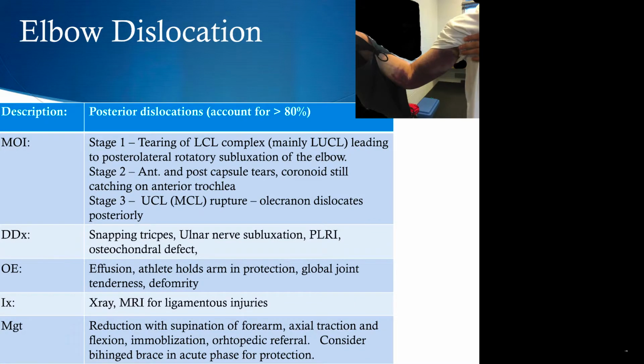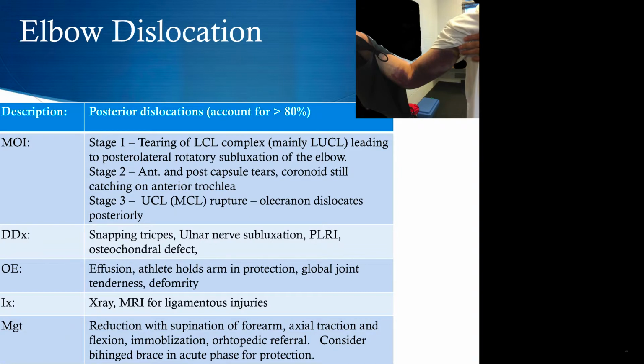Elbow dislocation. The majority of elbow dislocations are posterior dislocations. They account for over 80%. In terms of mechanisms of injury, they talk about 3 stages. The first stage involves the lateral collateral ligament complex. This is where the nomenclature can get a little bit confusing.